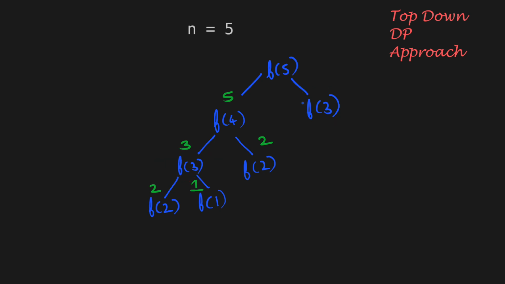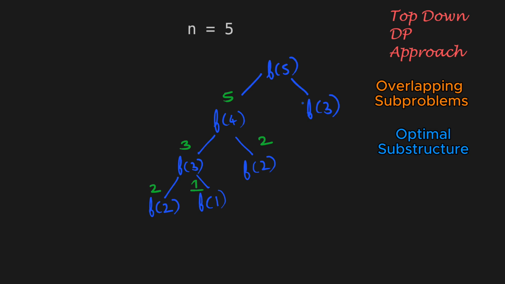Similarly, f of 2 and f of 1 also occur multiple times. These are called overlapping subproblems, which occur when the problem can be broken down into smaller subproblems that are used multiple times throughout computation. And we also have optimal substructure, as we can combine the results of f of n-1 and f of n-2 directly to solve the original problem, which is f of n. And whenever we have overlapping subproblems and optimal substructure, this tells us that we can use dynamic programming here.